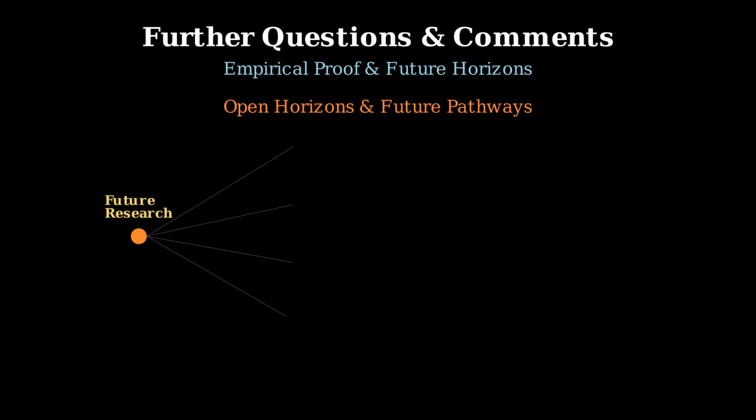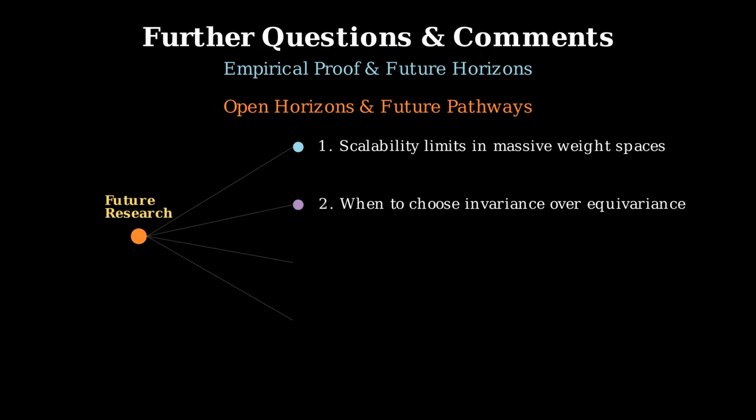Yet, as we look to the horizon, several profound questions remain open for the scientific community. First, how do we scale these metanetworks to process foundational models containing hundreds of billions of parameters? Second, how do we formalize strict mathematical rules to determine exactly when to enforce permutation invariance versus full layers equivariance?